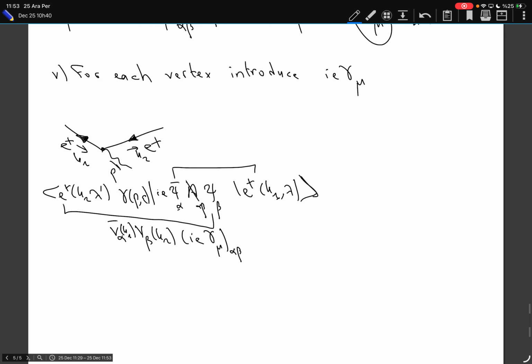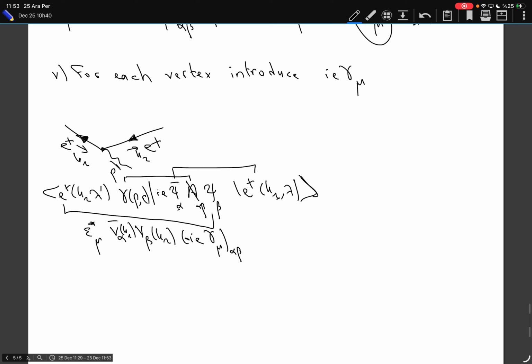Then I have the photon, which gives me epsilon plus mu. Now you see, to be able to make these contractions of psi with my fields, I have to move this psi bar all the way to act on the ket, anti-commuting with the psi field. So I have an additional minus sign there, because I had to anti-commute the fields. I have to introduce that minus sign.